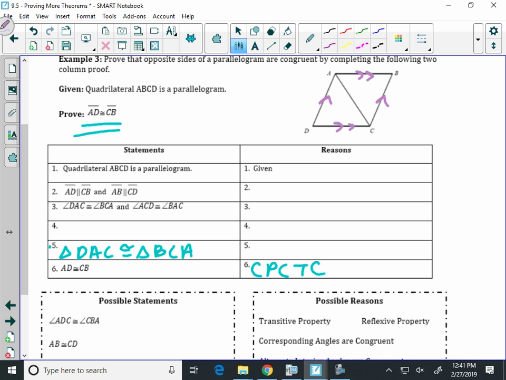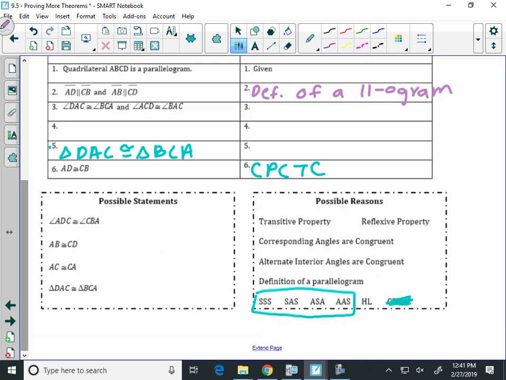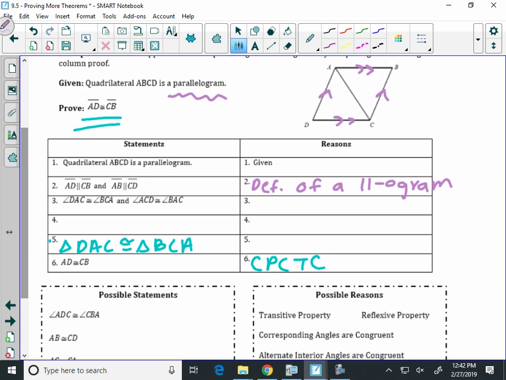Well, what do you notice we were given in our given info? Were we given a vocab word? Yeah, parallelogram, right? So what reason do you think we're going to put with number 2? Definition of a parallelogram. It's a little bit different than what we're used to. Whenever we have a vocab word, our reason is the definition of that vocab word. So it's definition of a parallelogram, because we know the opposite sides of parallelograms are parallel. That's what makes it a parallelogram.